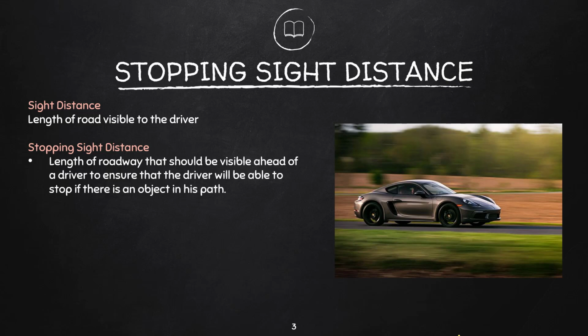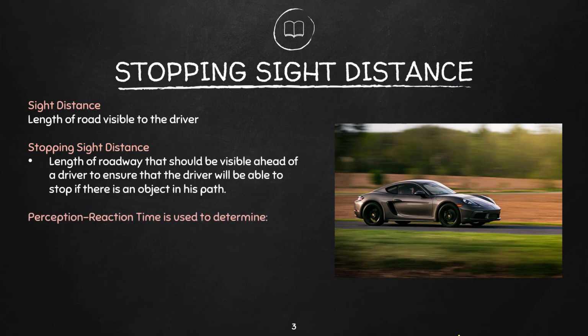So that is self-explanatory. A stopping sight distance is the required length of the roadway that we should provide in the design of our highways for the driver to be able to stop whenever there is an object that would block its path.